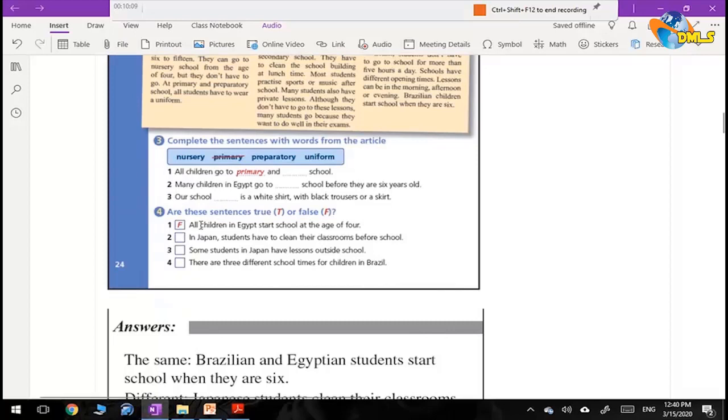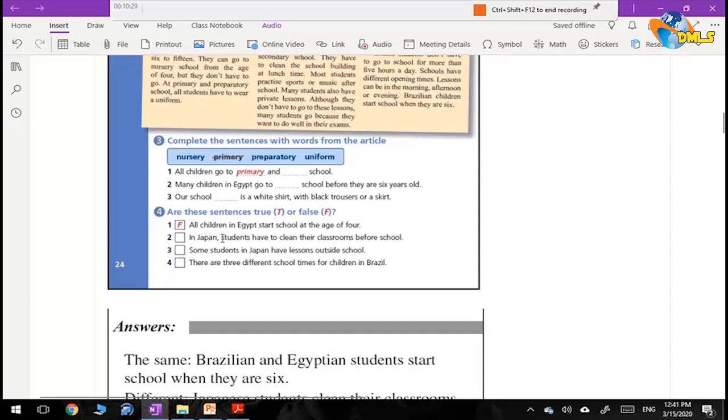The true and false exercise, we have these 4 sentences, and as you were given enough time to answer them, let's go ahead and tackle them. Are these sentences true or false? Number 1, let's read it. All children in Egypt start school at the age of 4. We said that this is a no, this is false.